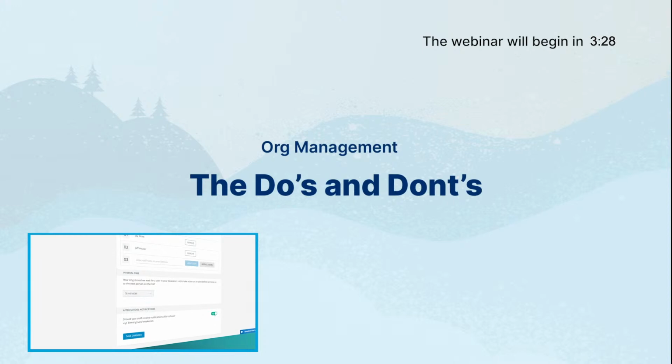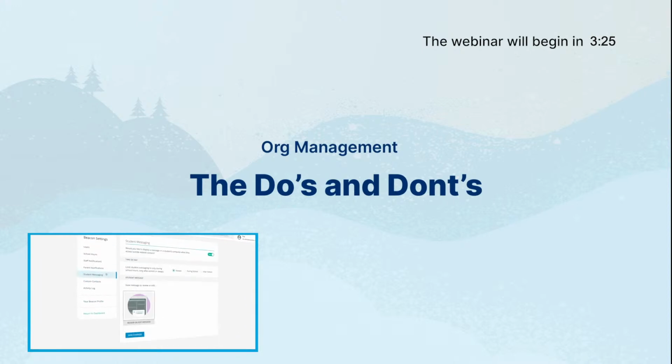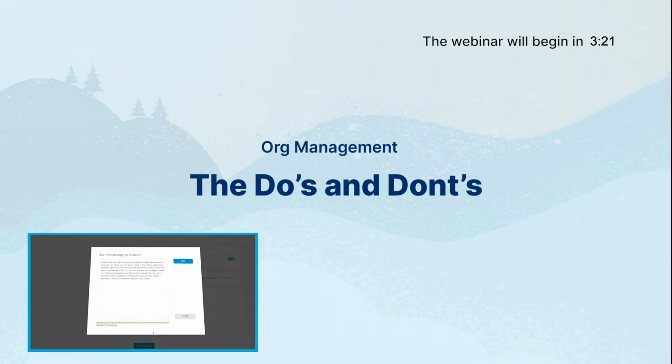Beacon can also offer immediate help to students when alerts are triggered with messages that include resources, such as the National Suicide Prevention Lifeline. The default message has been approved by the American Foundation for Suicide Prevention and American Association of Suicidology.